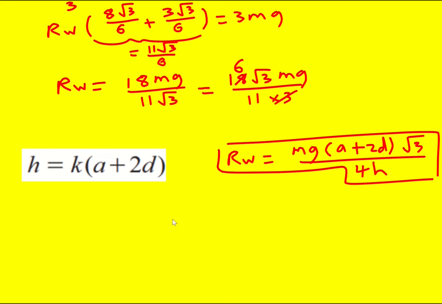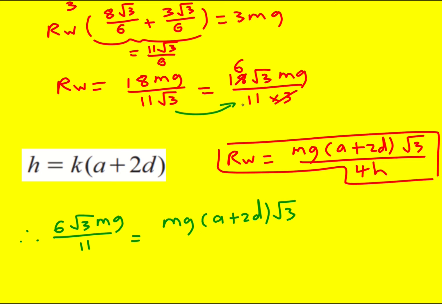I've got two equations for RW, and I can now set them equal. So therefore, 6 root 3 mg over 11 equals this on the right. Okay, I gotta be honest, when I did this, I didn't straight away go to that. I did it later on. It's not always obvious what order to do things, but at this point, it's good, you need to realize it, because then once you've realized it, they just cancel out. And these cancel out as well.